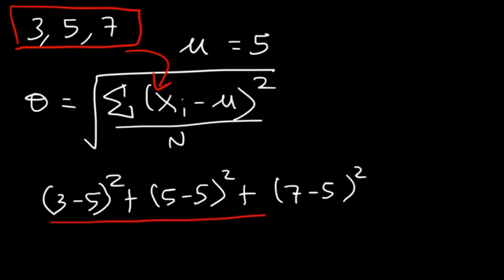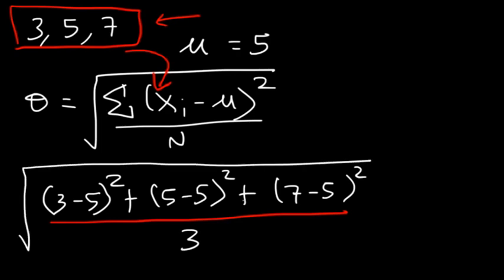And now let's divide it by n. So n is the number of numbers that we have in this set. There are 3 numbers inside. So n is 3. And then we're going to take the square root of the entire thing.